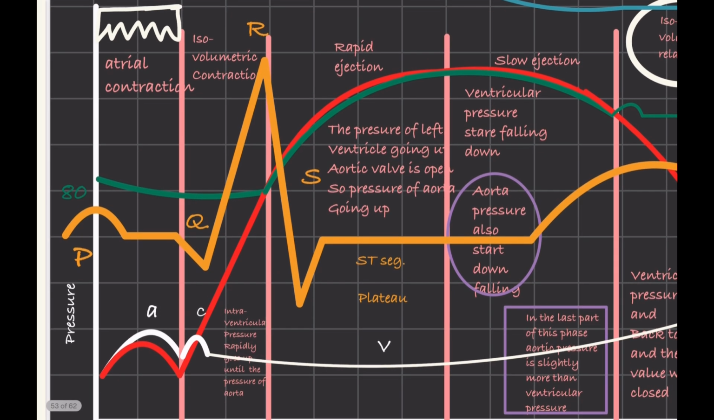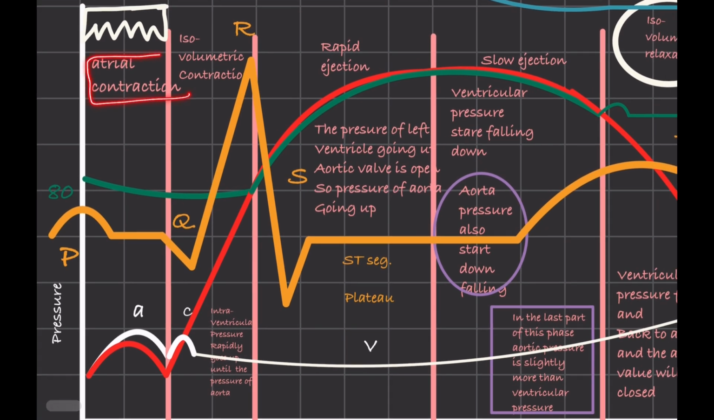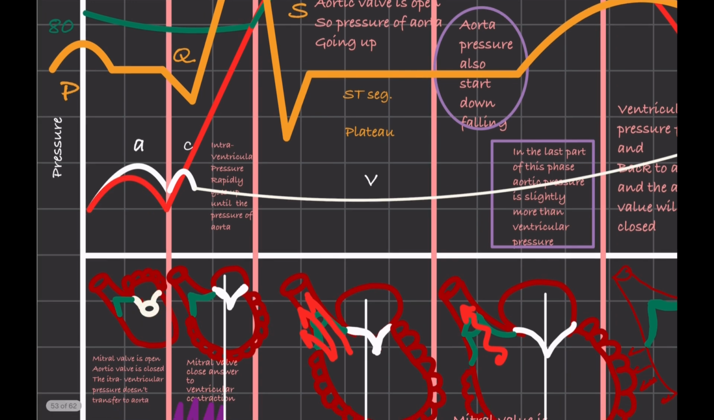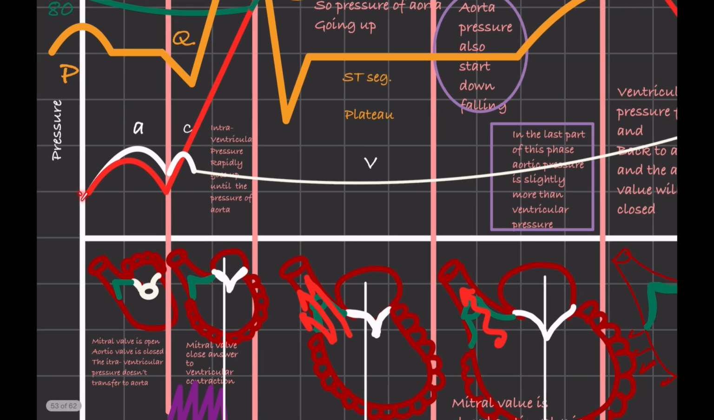The first event of the cycle is atrial systole or atrial contraction. When the atrium contracts, the pressure inside it increases. This is called the A wave at this point. The mitral valve is open and the pressure from the atrium transfers to the ventricle, causing a rise in ventricular pressure. Before atrial contraction, ventricular pressure is almost zero. As the atrium contracts, ventricular pressure increases slightly to just over 5 mm of mercury.